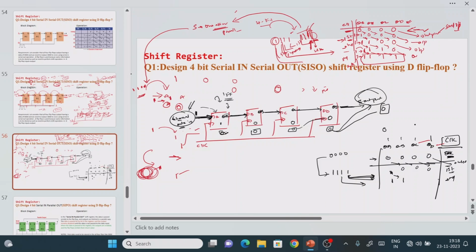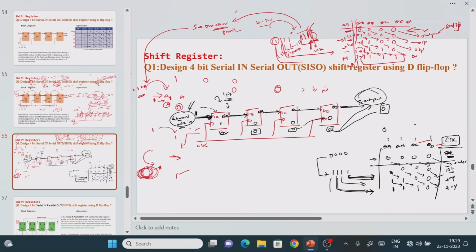The first flip-flop value will go to here, second will go to here, third will go to here. This is the final output value. After applying one more clock pulse, if you see the third clock pulse, this external data we are giving will go inside the first flip-flop. The data stored in the first flip-flop will go to the second flip-flop, then to the third flip-flop, then to the fourth flip-flop, which is your output.